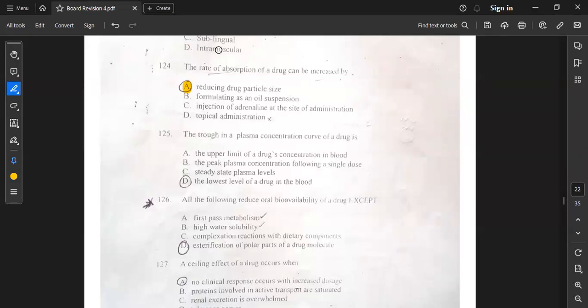Next question, the trough. Okay, the trough in a plasma concentration curve of a drug is the upper limit of a drug's concentration in the blood, the peak plasma concentration following a single dose, steady state plasma levels, and the lowest level of a drug in the blood. I honestly have no idea. So someone is saying D in the chat box. Please explain.